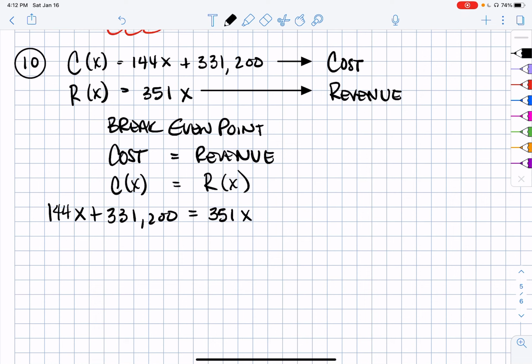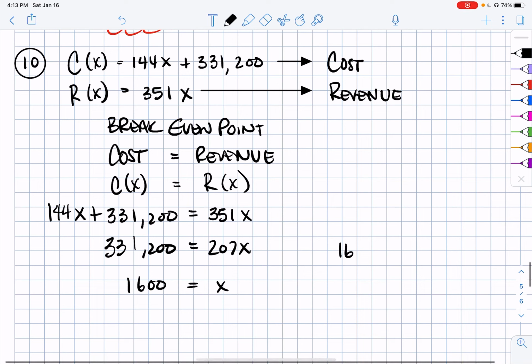So all I got to do is solve for x. So I got to subtract the 144x over. So I'm going to have 331,200 is equal to 207x. Divide both sides by 207. I get x is equal to 1600. So 1600 units is what I need because x was representing units, which is choice C.